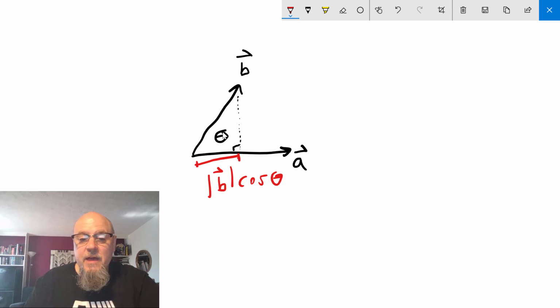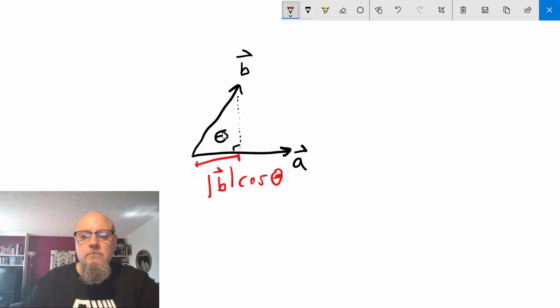What I've written in red here, the magnitude of B cosine of the angle, is the scalar projection of B on A. So there's no symmetry here: B on A and A on B are different things. I'm projecting on A. So far this looks pretty straightforward. We're going to use the idea of a dot product then.